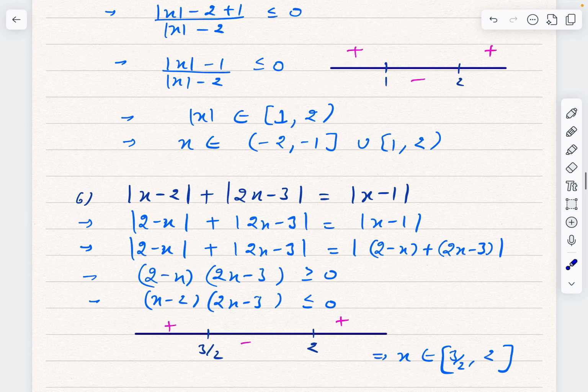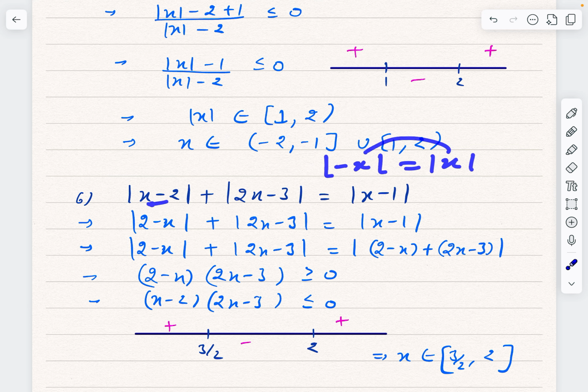Now next is an interesting problem. Here we use the fifth and seventh properties that we discussed. |x minus 2| plus |2x minus 3| equal to |x minus 1|. |x minus 2| we can write as |2 minus x| also, because we discussed the property that |minus x| is equal to |x|.